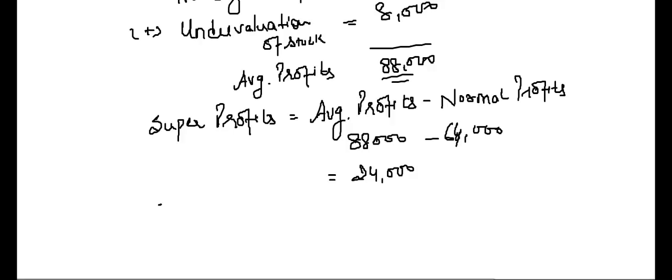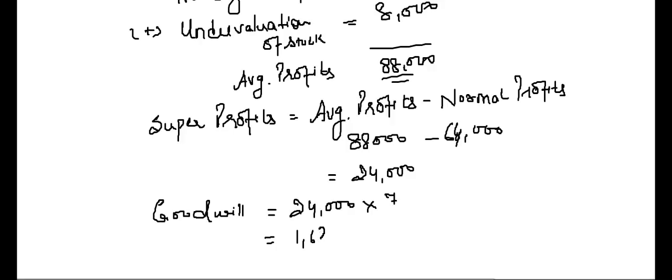Clear? Now goodwill, it is given in the question that 7 times the super profits. Super profits of 24,000 into 7. This comes to 1,68,000. This is goodwill. Clear?